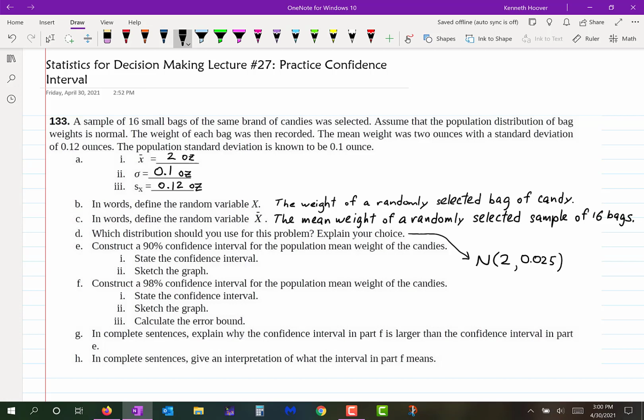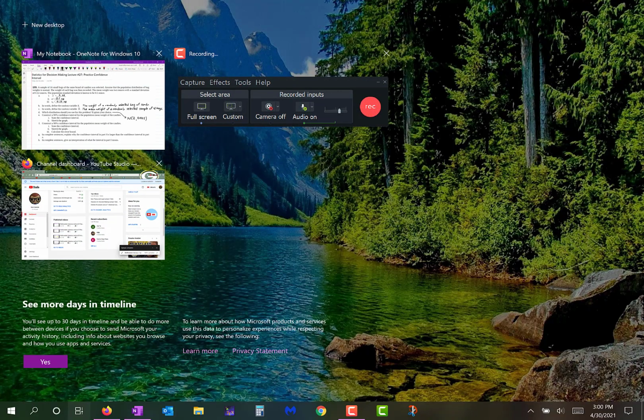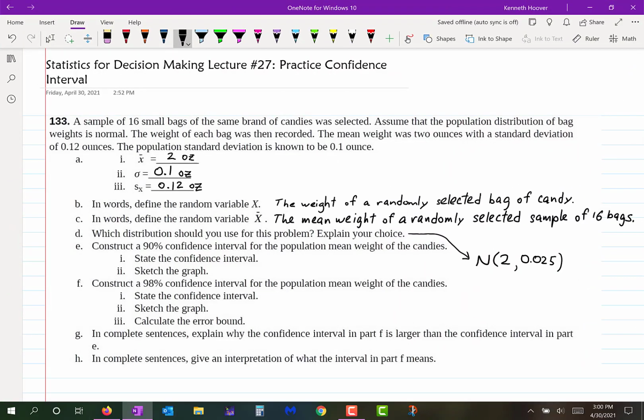Okay, it says explain your choice. How do we explain it? That's what I had said before. I gave the explanation first. The explanation is, because we know sigma, we use the normal distribution with a mean of X bar and a standard deviation of sigma divided by the square root of n. Okay? All right, part E.